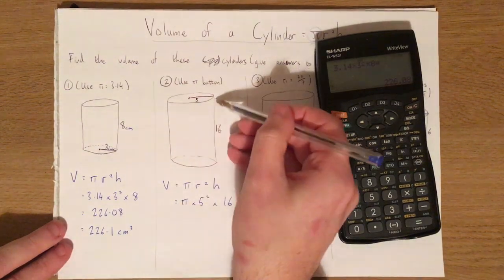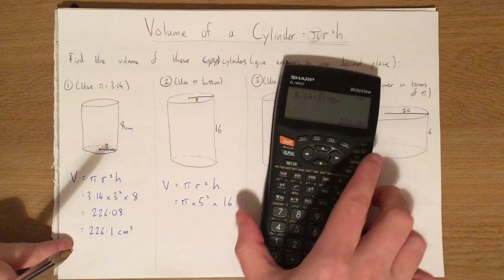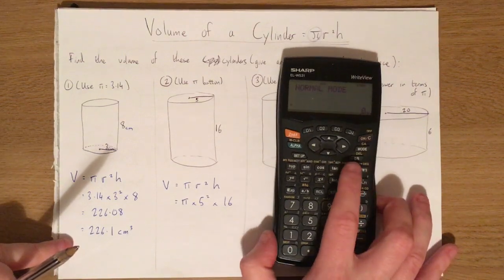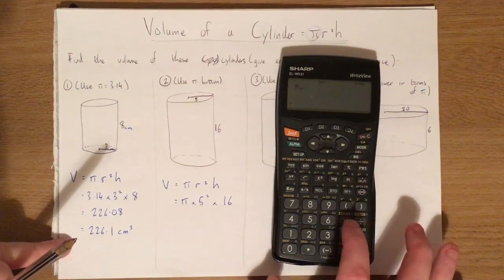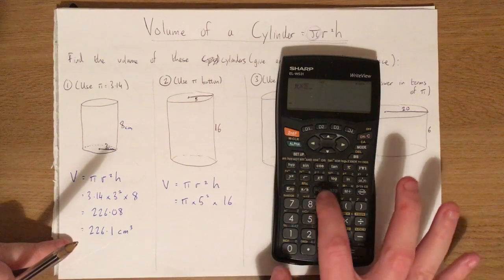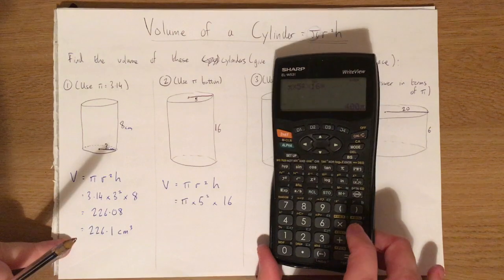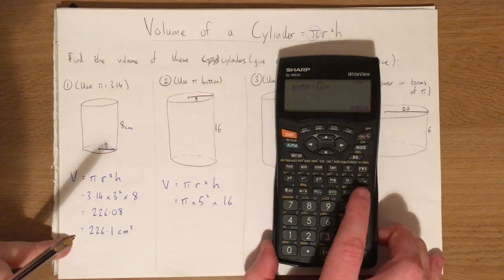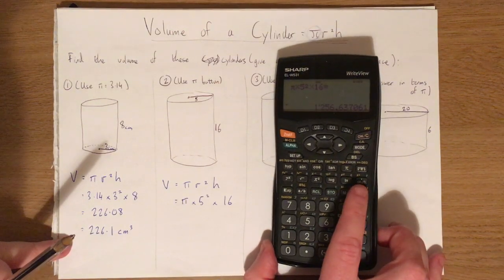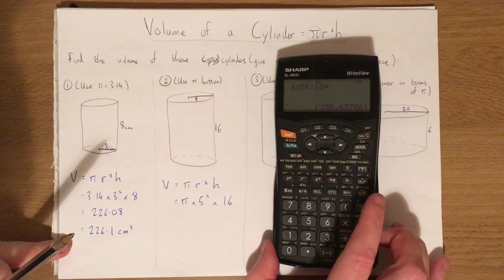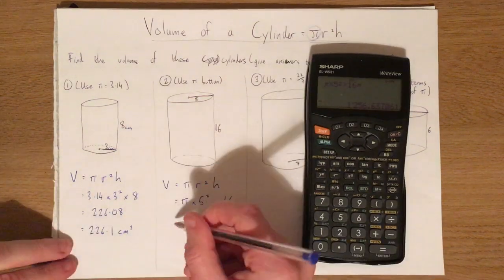16 is the height. All right. So I'll just type that into my calculator. Pi button is up here on the Sharp one. So pi multiplied by 5 squared multiplied by 16, and that's equal to, it says 400 pi, so let's just press change, and there I've got 1256.63.